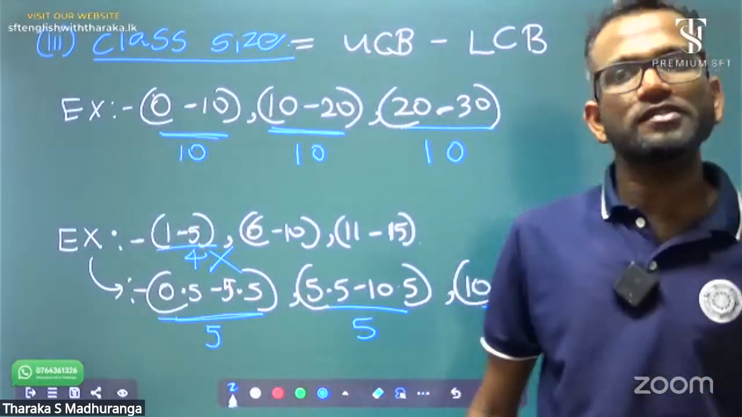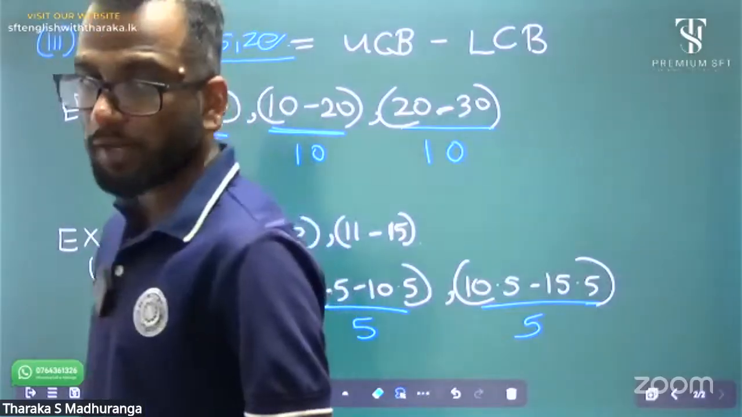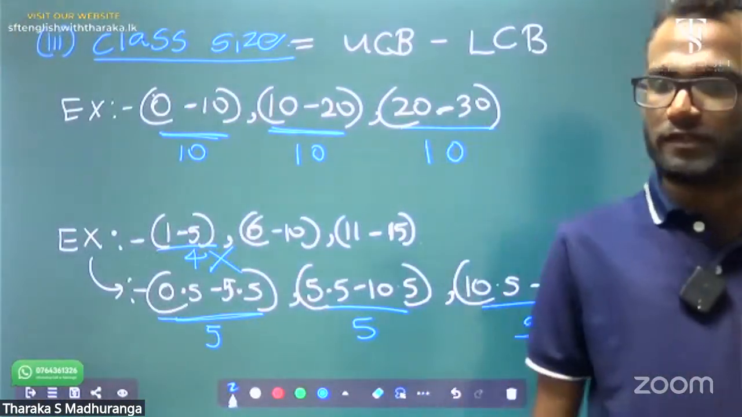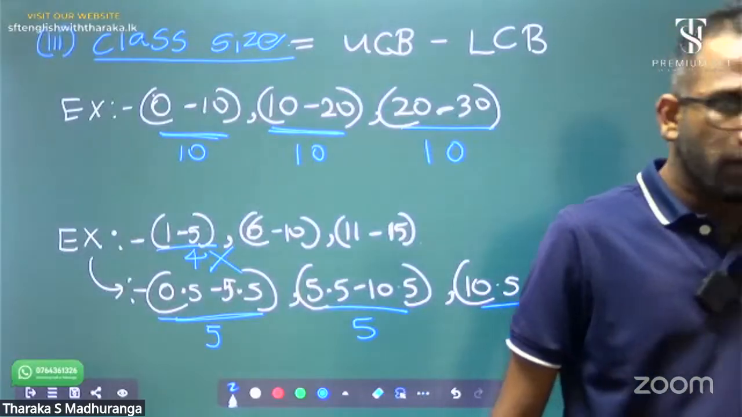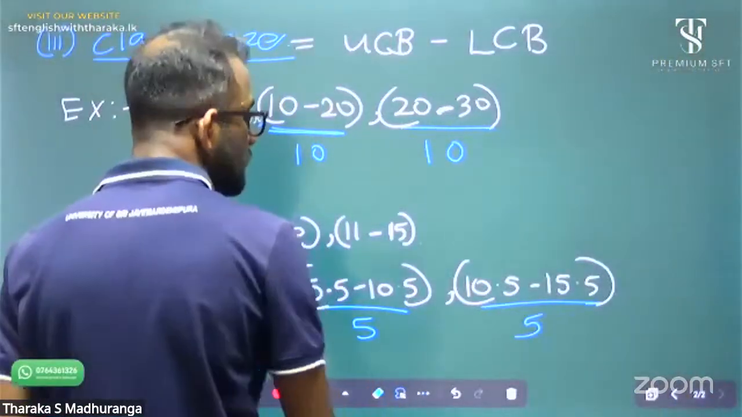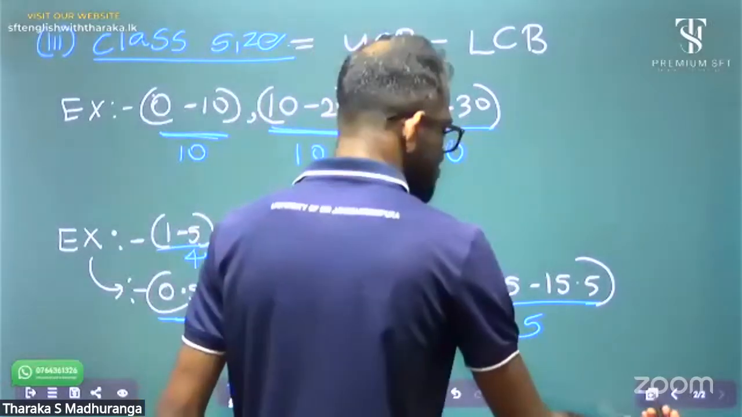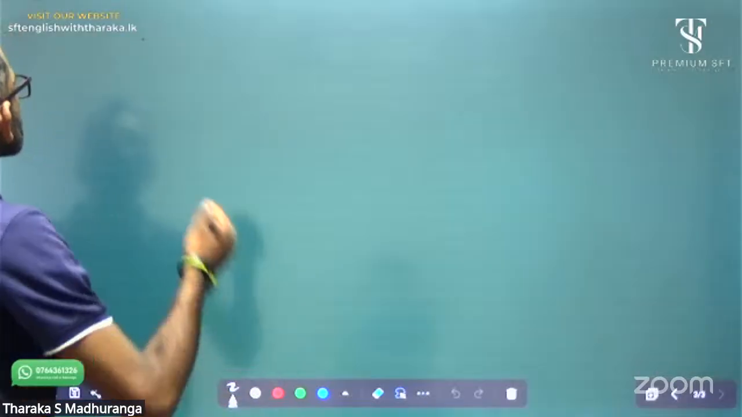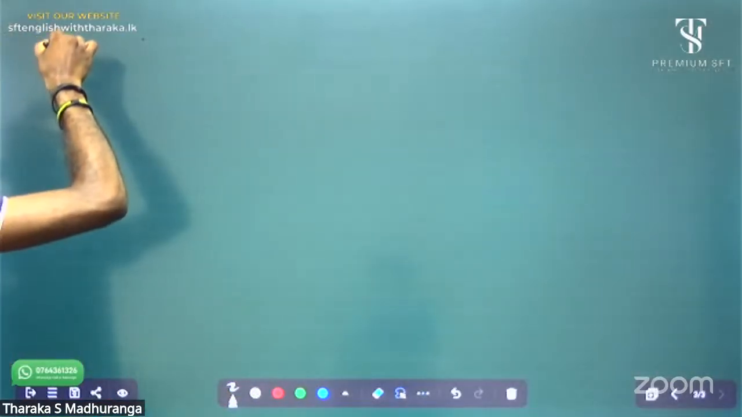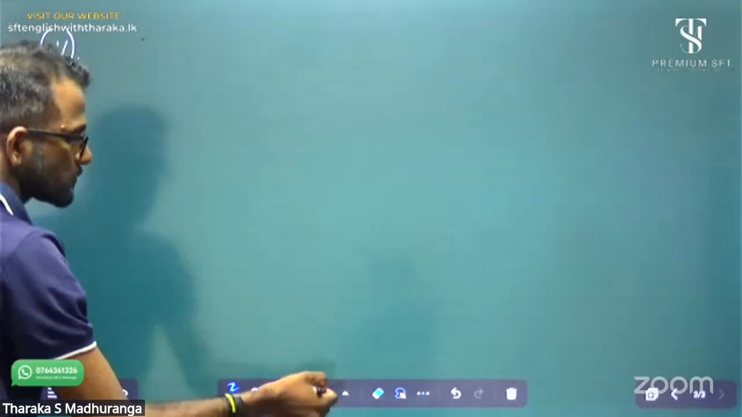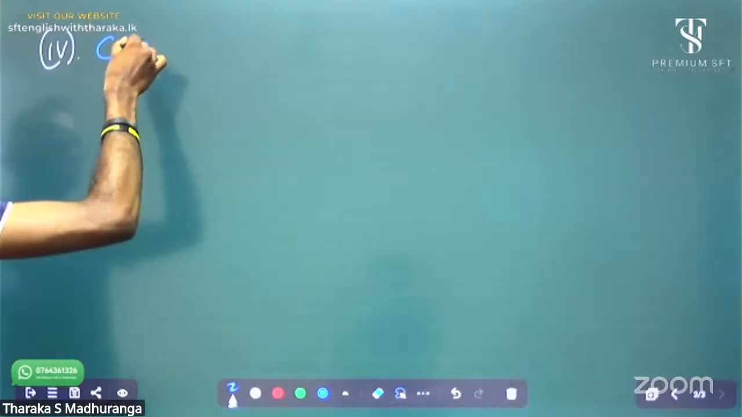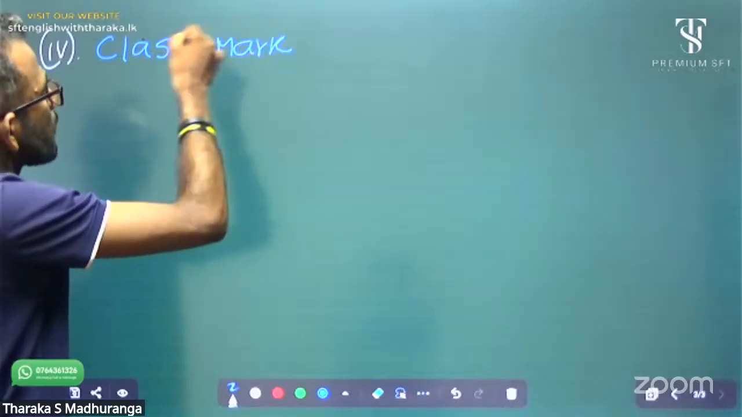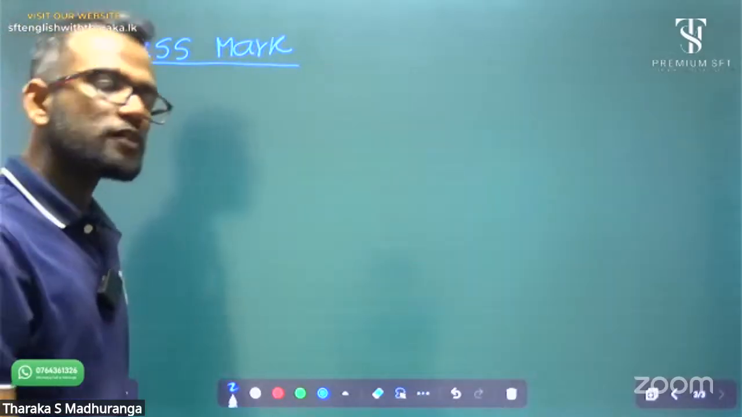Okay, now what we discussed up to now, we discussed class limits and class boundaries. Now we completed class size. Okay, write down the next characteristic, the fourth characteristic of groups: class mark.